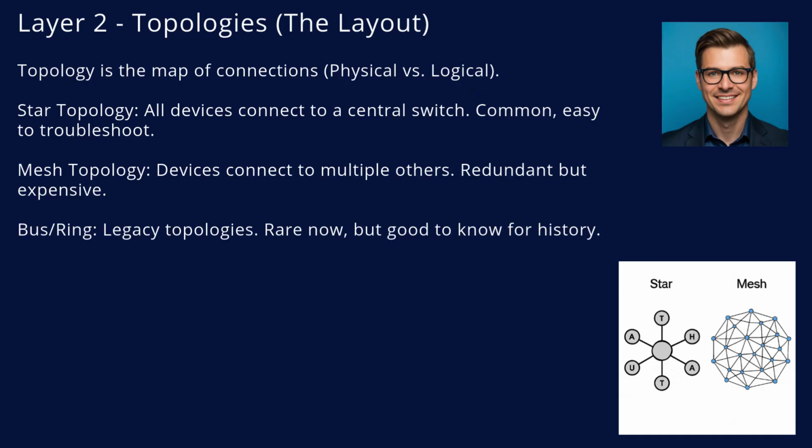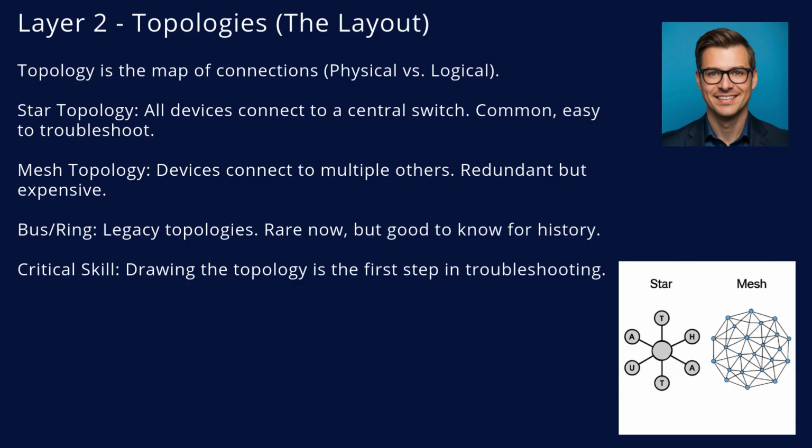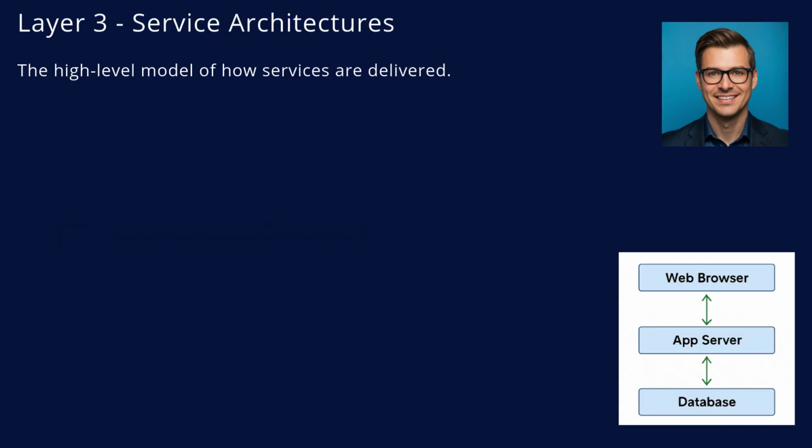You might hear of bus or ring topologies. These are older, legacy designs. You rarely build them now, but you might find them in old buildings. Remember, if you can't draw the topology, you can't fix the network. Finally, layer 3, service architectures. This explains how the network delivers value.